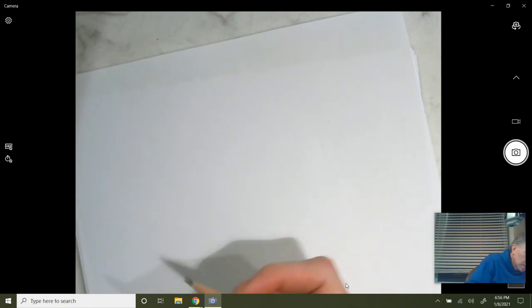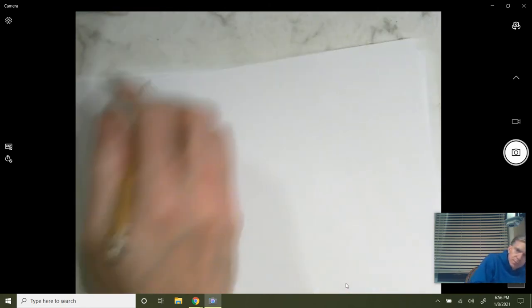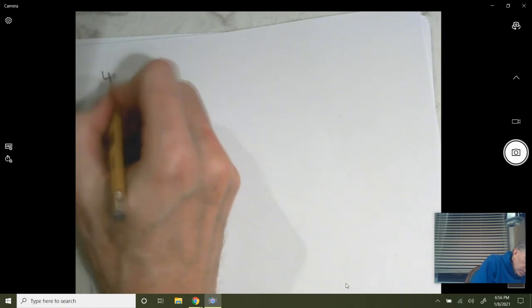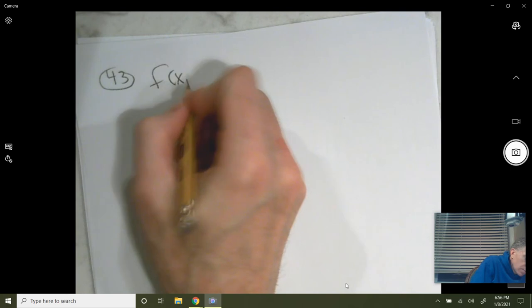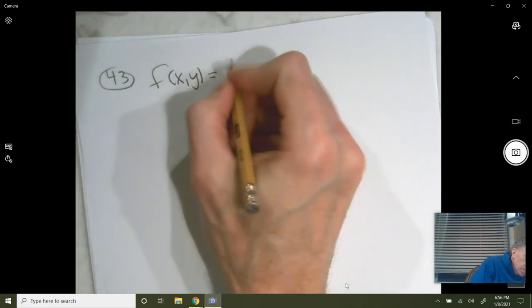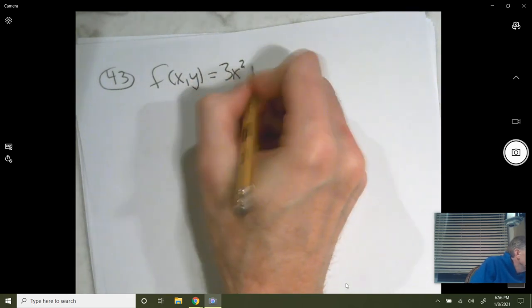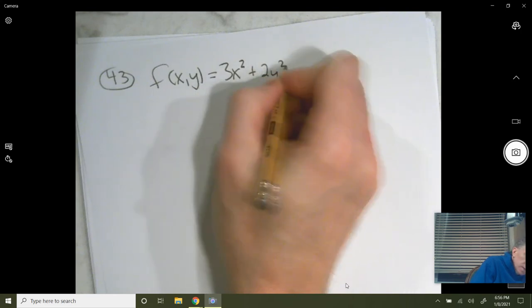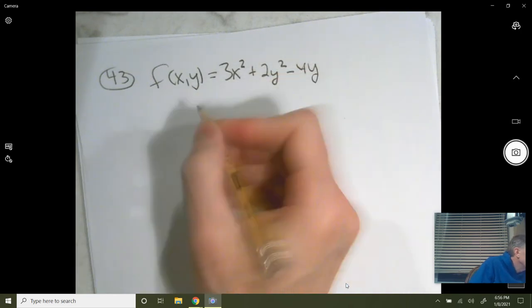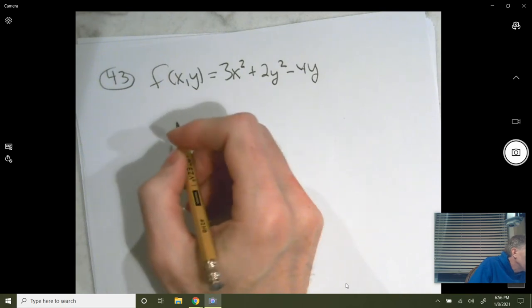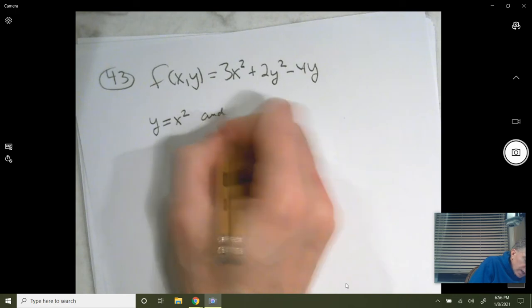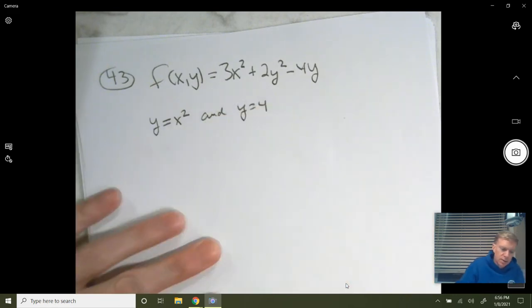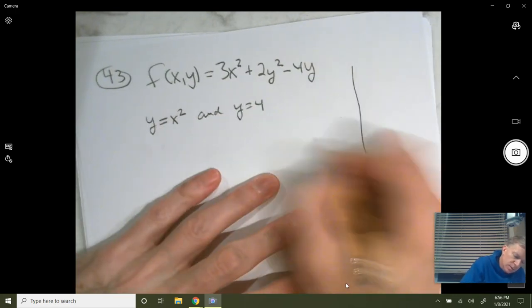Which is on page 947. 43. Okay, so you've got f of (x, y) equal to 3x squared plus 2y squared minus 4y. And this is on the region bounded by the graphs of y equals x squared and y equals 4. Okay, so I like to draw the region.